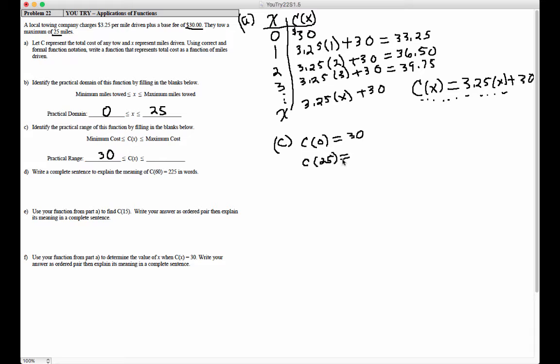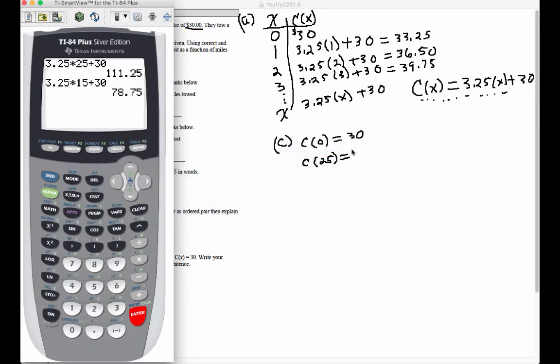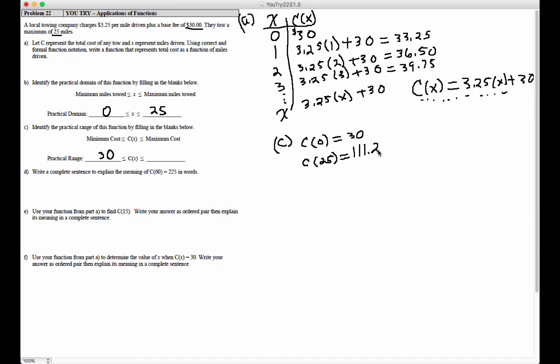So what would C of 25 be? Let's just get ourselves a calculator here to help us out. Give me a second here. There we go. So you would put in 3.25 times 25 miles plus 30, for a grand total of 111.25. So the maximum cost would be $111.25 if they towed you the full 25 miles.